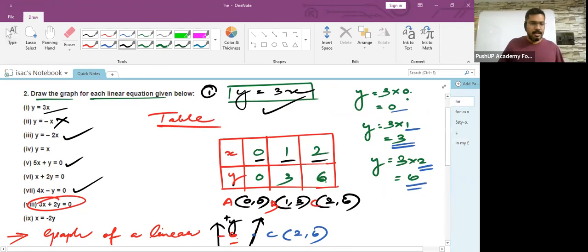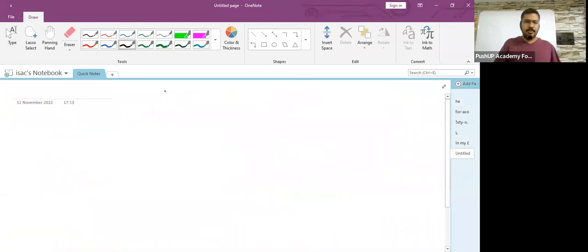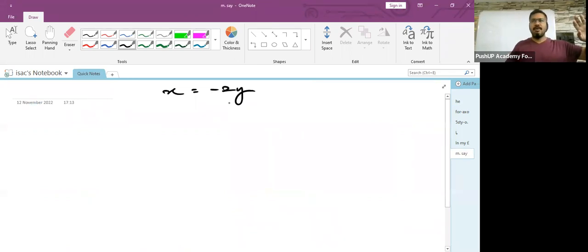Let's do the last one. x is equal to minus 2y. All right. x is equal to minus 2y. So we usually express y in terms of x, dependent variable in terms of independent variable. But here see how they have expressed x in terms of y. So we should bring the necessary changes here.